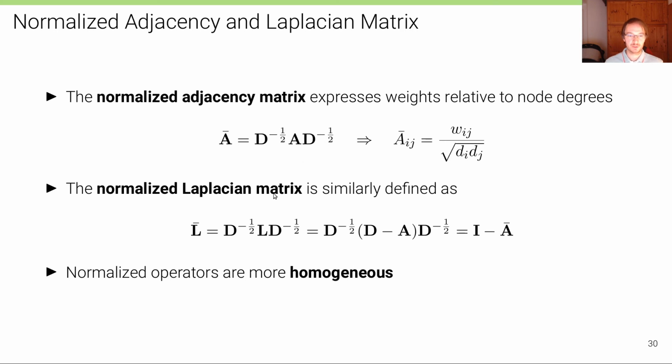And similarly, we can normalize the Laplacian matrix. Using these normalized matrices as graph shift operators, as representations for the graph, is advantageous in particular if the graph is very heterogeneous. So we're kind of normalizing the influence over the graph.